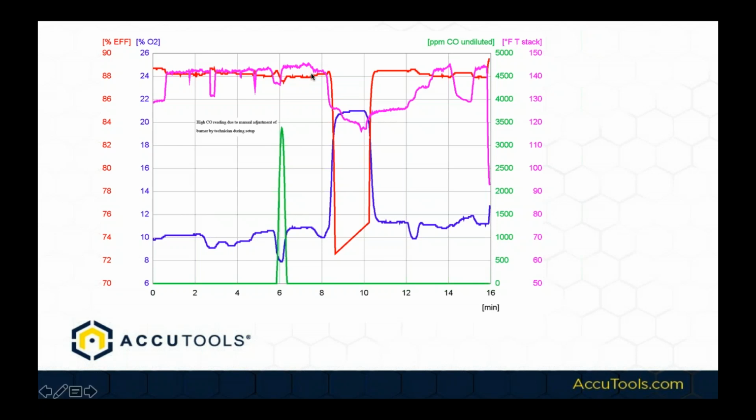Now, when I saw that, I pulled the probe out, and that's why we have this huge drop in efficiency down here. That's the second part of this, because I didn't know how high that CO was going to go up. I didn't want to damage the combustion analyzer, so I pulled the probe out of the stack. But this is classic combustion air zone problems, depressurization problems.